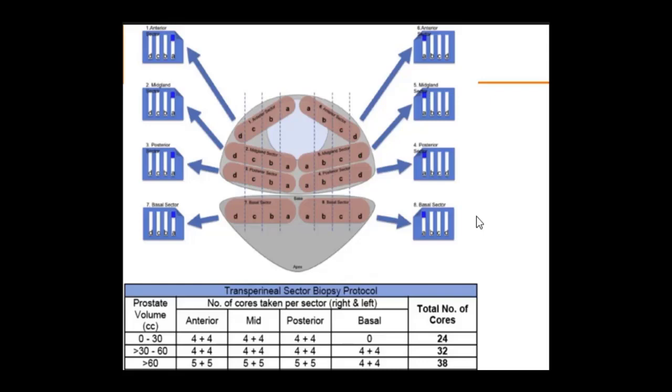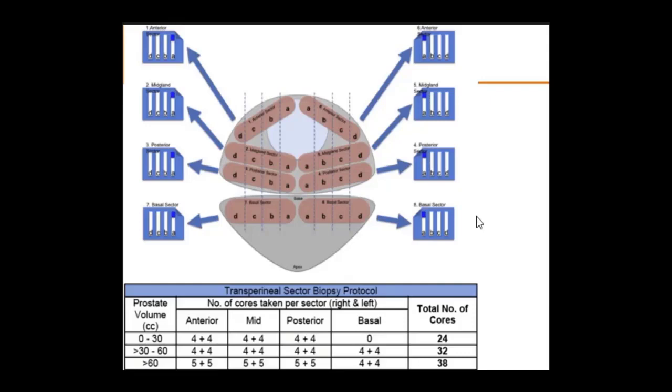If the prostate gland weighs up to 30 cc, 4 cores should be taken from each anterior, mid, and posterior sector bilaterally. If the prostate measures between 30 and 60 cc, the basal sector is also added, 4 cores from each side of the basal sector. If it is above 60 cc, 5 cores from each anterior, mid, and posterior sector are taken.